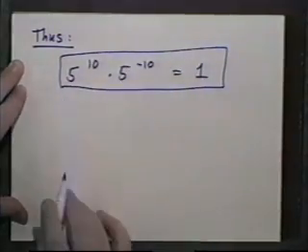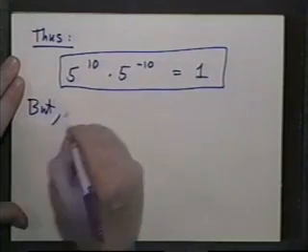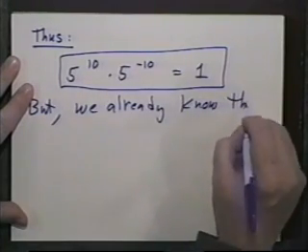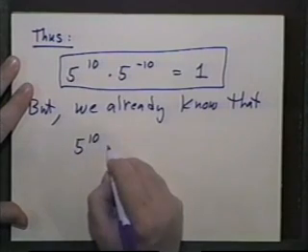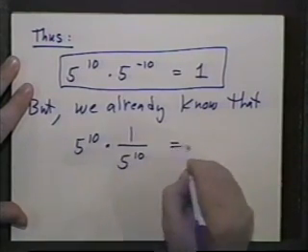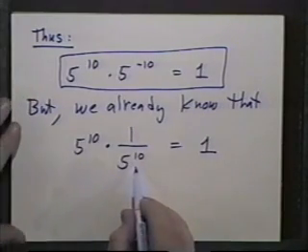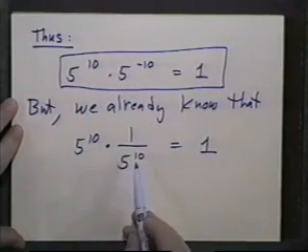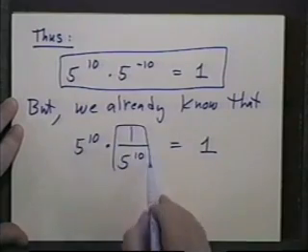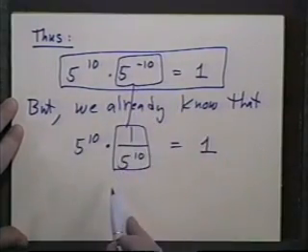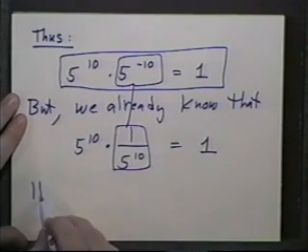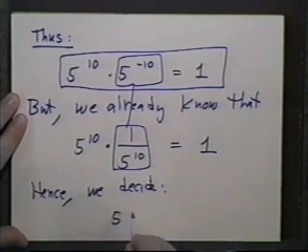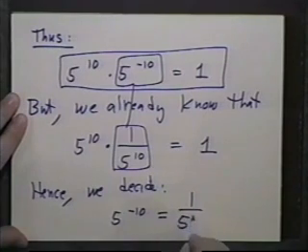Apparently, I've discovered something. But wait a minute. We already know something. We already know that 5 to the 10th times 1 over 5 to the 10th equals 1, because any number times its reciprocal is equal to 1. Well, if 5 to the 10th times 5 to the minus 10th is 1, and 5 to the 10th times 1 over 5 to the 10th is 1, then this and this must be the same thing. Hence, we decide that 5 to the minus 10th is 1 over 5 to the 10th.